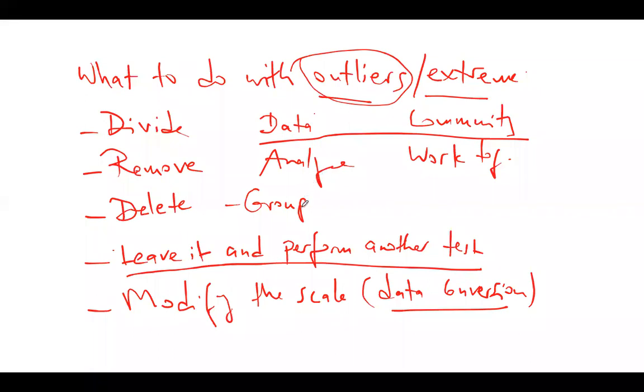But if he is an outlier or she is an outlier or our data is an outlier, we have to find a way to work with it. And I will show you in the next sessions some ways, like data conversion. This is one possible way to work with outliers or the extreme values. Okay, did you get the concept?